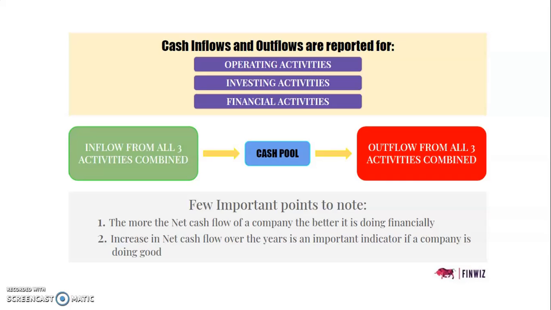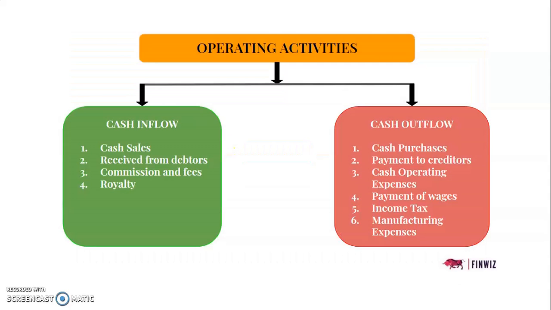There are three types of activities. There's operational activity, investment activity, and financial activity. You take in the cash inflow from all the three and you remove the cash outflow from all the three to get a cash pool. And the higher this net cash flow is, the better it is for the company. The company is said to be really good as a fundamental investor if the cash flow is really nice.